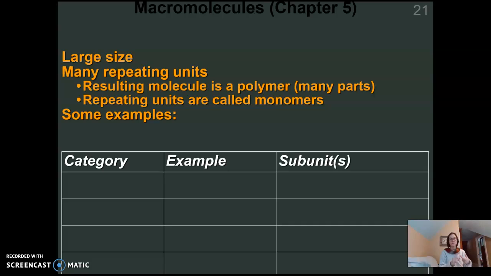These molecules that I'm talking about, carbs, proteins, lipids, nucleic acids, are large in size and made of many repeating units. So that's why we call it a polymer. A polymer means many parts, and the repeating units are called monomers, or single parts. So starting out this table, we have lipids, some example fats, subunits. Lipids are made of glycerols and fatty acids.